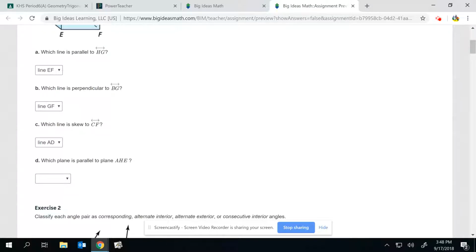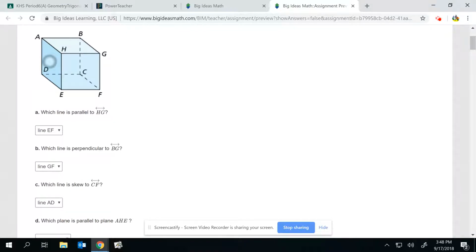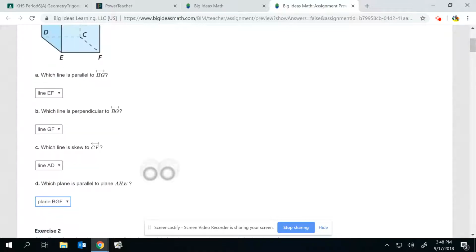And which plane is parallel to AHE? AHE is this plane here on the right side, so we need the one on the left side. We need B, G, C, or F. So BGF is the one that is going to be parallel to that.